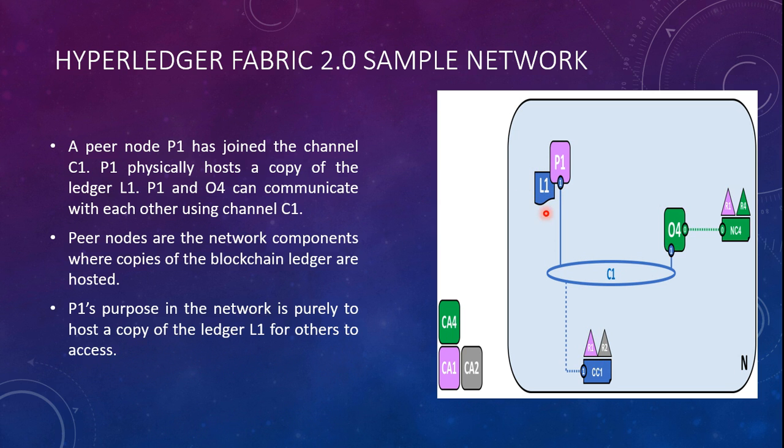So whatever transactions have gone through channel C1, as per the consortium R1 and R2 with the channel configuration CC1, they are being recorded on the network by ordering service O4 in the ledger L1, and this ledger L1 is hosted with peer P1.